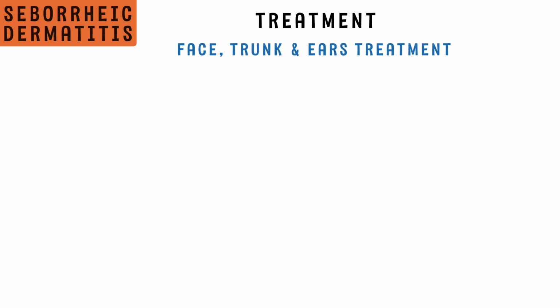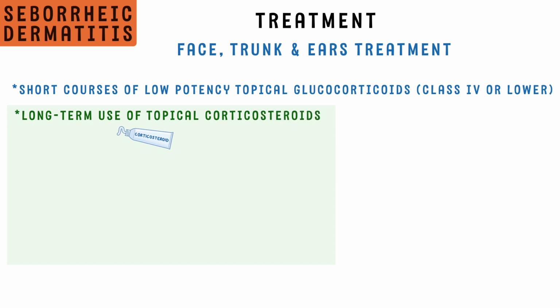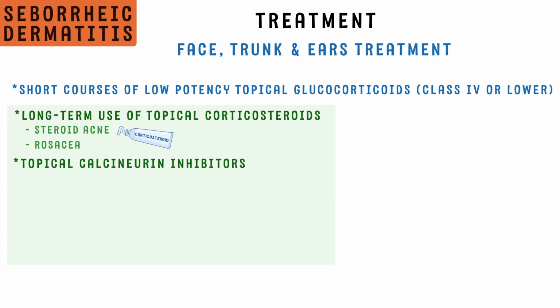Treatment of the face, trunk and ears includes short courses of low-potency topical glucocorticosteroids, class 4 or lower, to suppress the initial inflammation. Excessive and long-term use of topical corticosteroids should be avoided to prevent skin issues like steroid acne and rosacea. Instead, use topical calcineurin inhibitors like pimecrolimus and tacrolimus, which reduce inflammation and have fewer side effects.